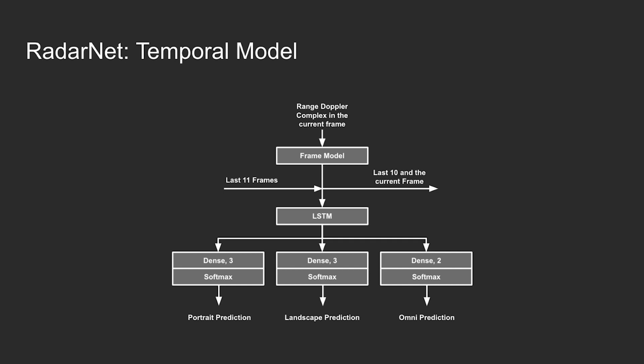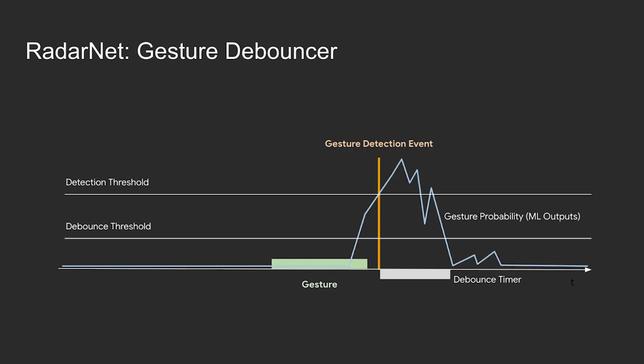The temporal model concatenates the summary from the current frame with the summaries from the last 11 frames and passes them to an LSTM layer. The output from the LSTM layer is then passed to three dense layers with softmax, which output the three sets of class probabilities. RadarNet outputs class probabilities for a given segment of 12 frames. However, in practice, an algorithm must recognize gestures from a continuous data stream.